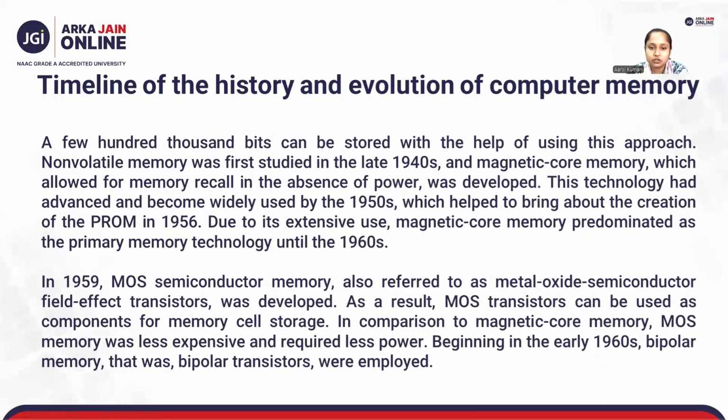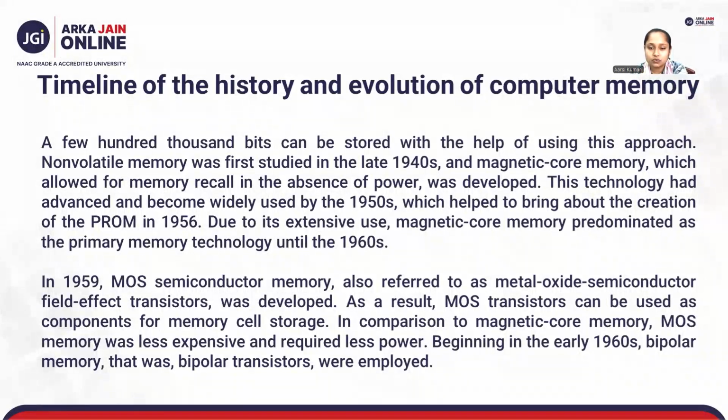Timeline of history and evolution of computer memory. Computer memory was first limited to a few bits of space in the early 1940s. The development of acoustic delay line memory was one of the more important indications of advancement at this period. Quartz crystals could be used as transducers to read and write bits, and delay lines could store bits in mercury as sound waves. A few 100,000 bits can be stored using this approach.